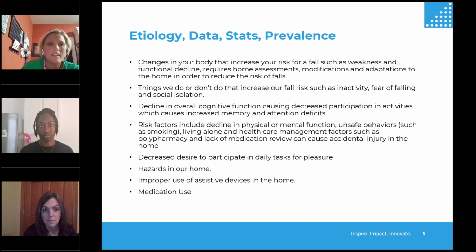Okay, so now we're just going to discuss some of the etiology, some stats and some data and the prevalence of those falls that can maybe be prevented. Changes in your body that increase risk for falls. We see that older adults become weaker at times, they have a functional decline, and this requires a home assessment. Modifications and adaptations to their home can reduce the risk of falls.